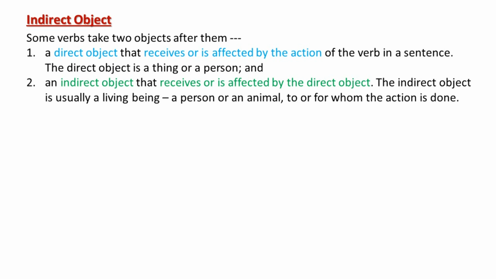And secondly, an indirect object that receives or is affected by the direct object. The indirect object is usually a living being, a person or an animal, to or for whom the action is done. Let us look at an example. The dentist gave me an injection.